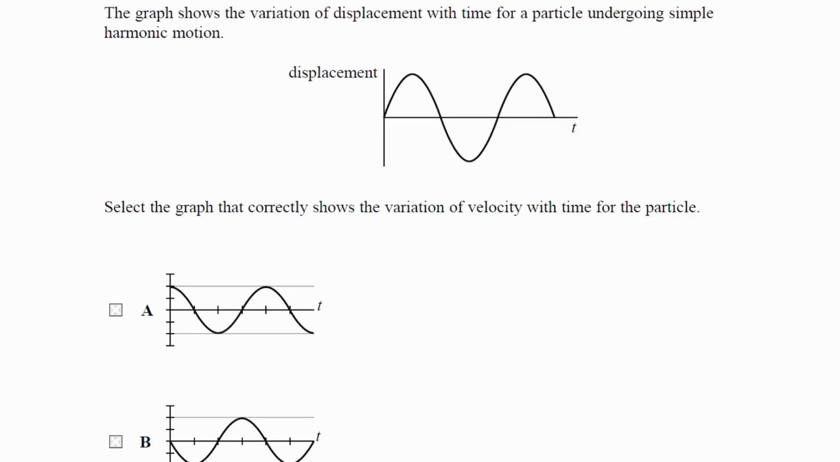The graph shows the variation of displacement with time for a particle undergoing simple harmonic motion. Select the graph that correctly shows the variation of velocity with time.